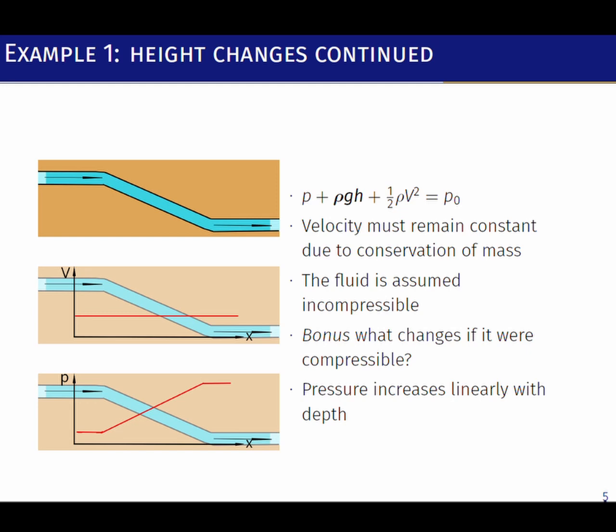As I said previously, and as this graph shows, the velocity is going to stay constant at all points along the pipe. An interesting side point here is that Bernoulli's equation assumes the flow is incompressible. So as a bonus, you might like to think about what would actually change in Bernoulli's equation if the flow were compressible. As for the pressure graph, what we see is a linear increase of pressure with depth because the hydrostatic term is linear. If the hydrostatic term is decreasing linearly, the pressure term must be increasing linearly as well.